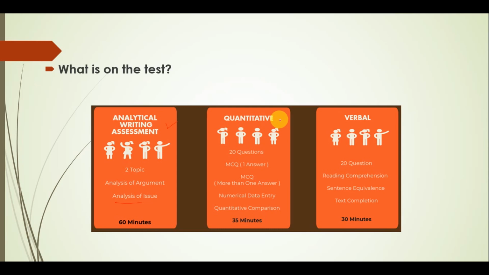The second section is the quantitative section or the maths section. You have two different mathematics sections on a single test. Each section has 20 questions and you have to solve these 20 questions in 35 minutes. Further, you have to attempt two verbal sections. Each verbal section has 20 questions and you have 30 minutes to complete them. Alright.